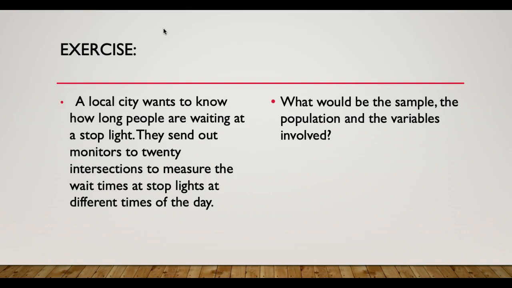So if our sample is 20 intersections, our population would be all the intersections in the city. They've selected 20. So what would our variables be that are involved? So the variables then that we're measuring would be the wait times, so the time interval that people wait, and the time of day that these different wait times occur. So there's two variables in that case.